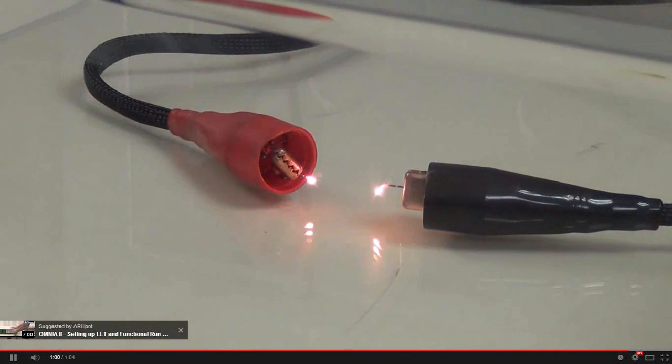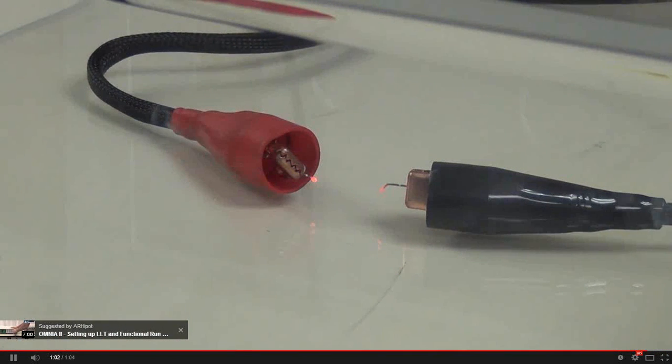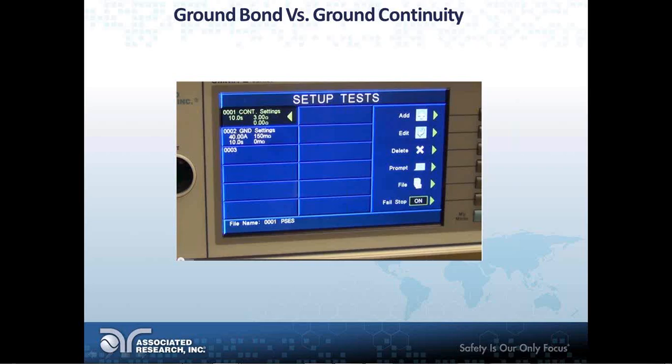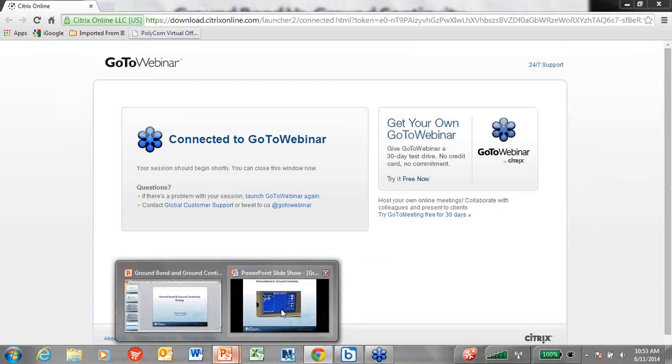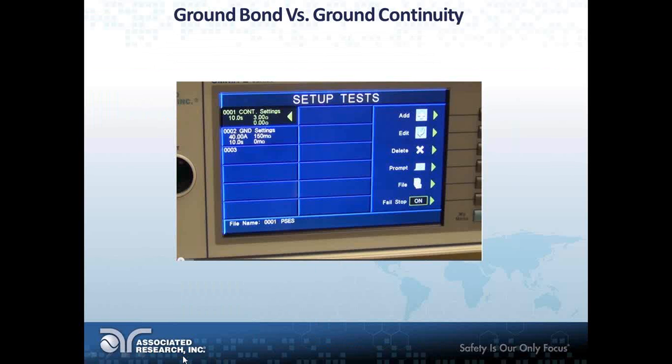And as you can see, big difference between those two tests. That burned up pretty quick. That didn't even take 5 seconds before that thing fried out. So that, in my mind, is a perfect example of why the ground bond test is far more stringent than the continuity test, and why in most cases I believe even in production environments this one should be run instead.